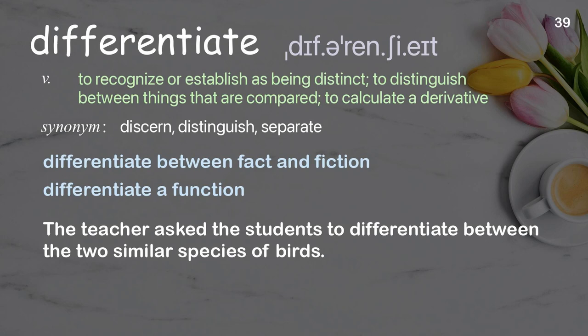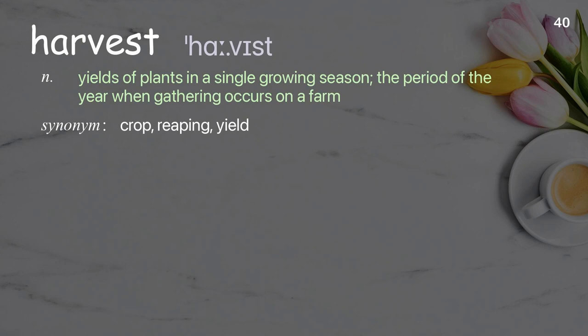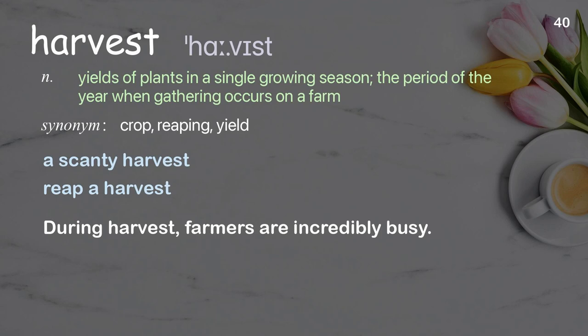Harvest. Yields of plants in a single growing season, the period of the year when gathering occurs on a farm. Examples: A scanty harvest. Reap a harvest. During harvest, farmers are incredibly busy.